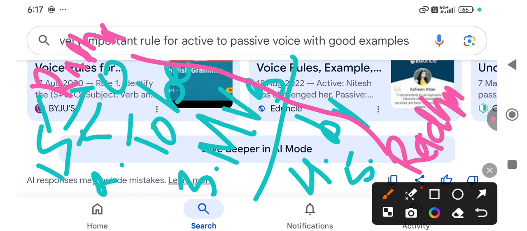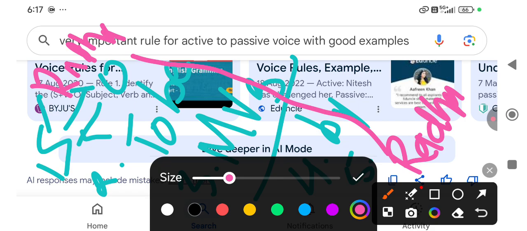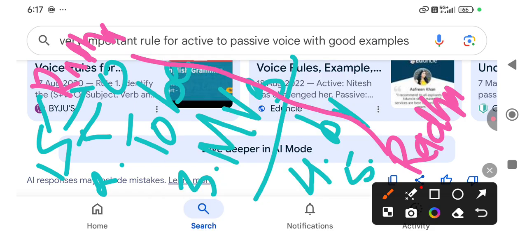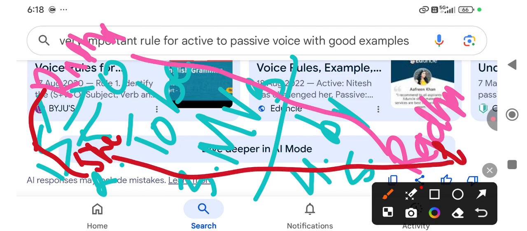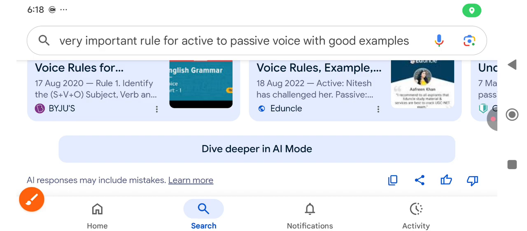But suppose subject is Mohan. Suppose subject is she. So then this she becomes her, right? He becomes him. This way, if a pronoun is given, then it will be changed. So here I'm winding up. I'll make the next video soon on voice with other examples which are tough.